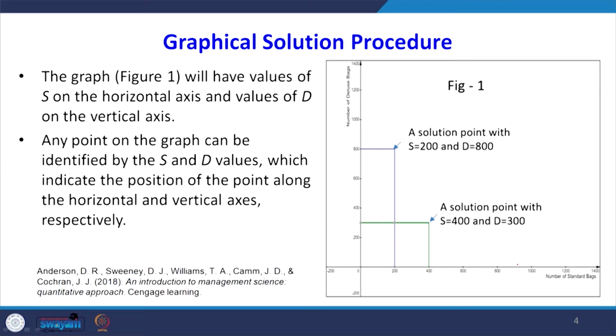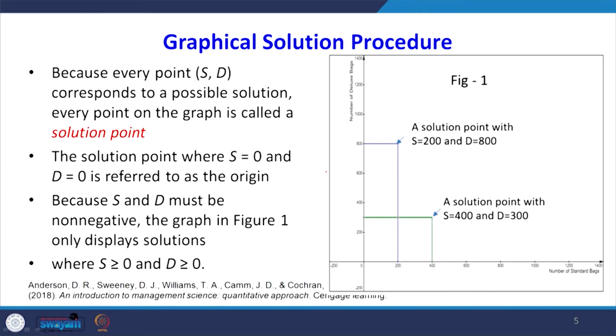The graph will have the values of s on the horizontal axis and d on the vertical axis. So, in the horizontal axis I have taken s, in the vertical axis I have taken d. Any point on the graph can be identified by the s and d values, which indicate the position of the point along the horizontal and vertical axis respectively. Because every point (s, d) corresponds to a possible solution, every point on the graph is called a solution point.